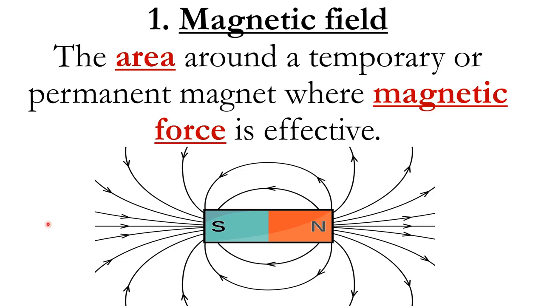Let us now discuss few important terms which are related to the magnetic effect. The first term is magnetic field. It is the area around a temporary or permanent magnet where magnetic force is effective. The area around a magnet where we can feel its attraction or repulsion is known as the magnetic field. You can check here in the diagram.